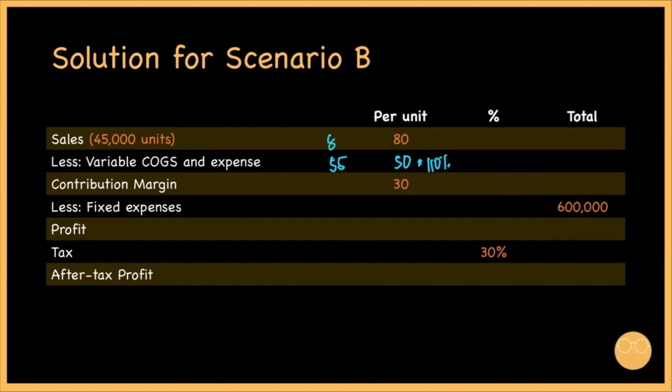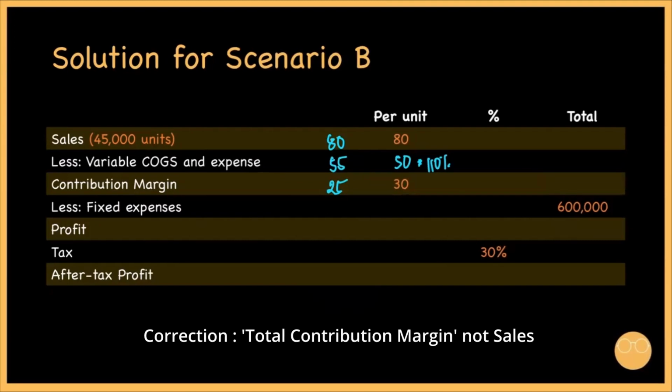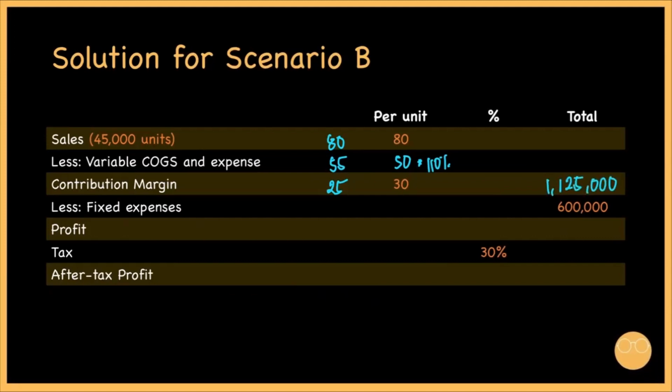Then let's copy here the 80. Our unit contribution margin is 25. The number of units sold is 45,000 multiplied by 25. You are going to have sales of 1,125,000. Then your operating profit will now be 525,000.